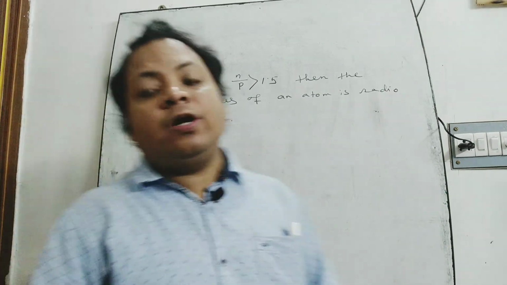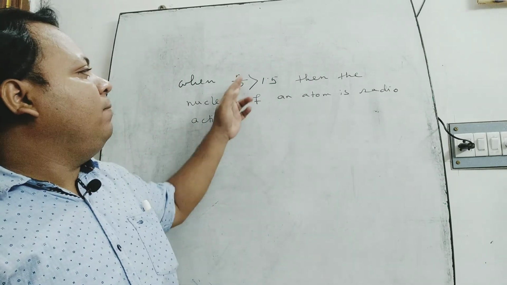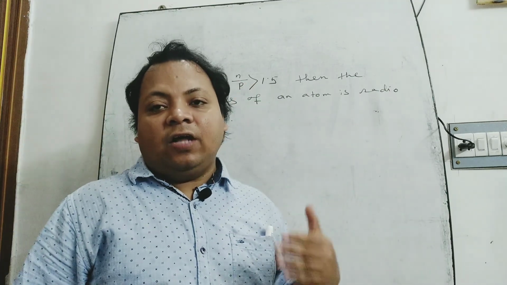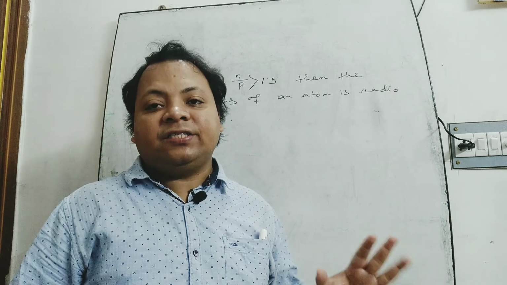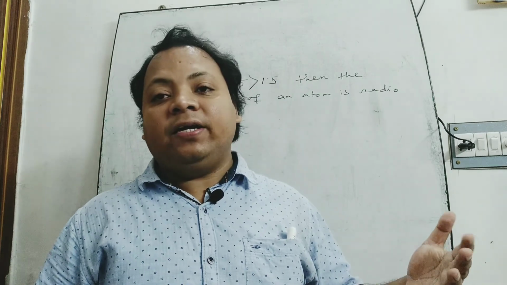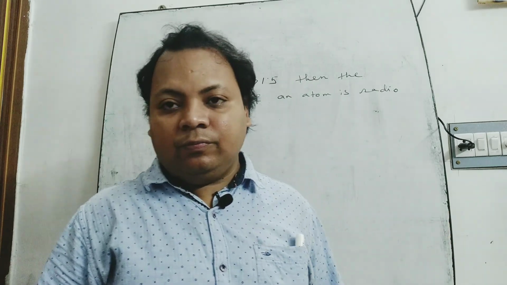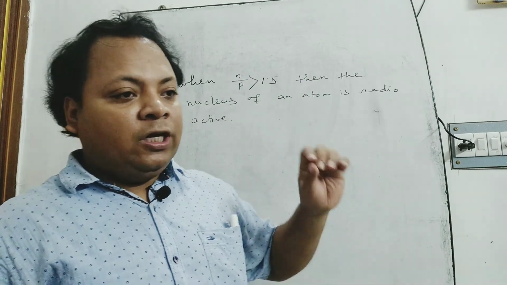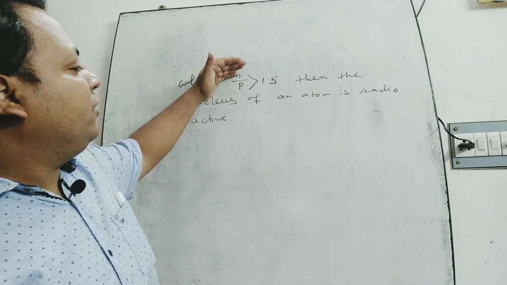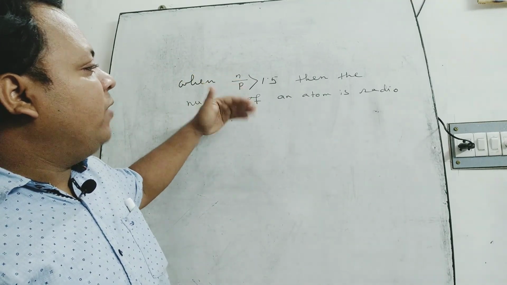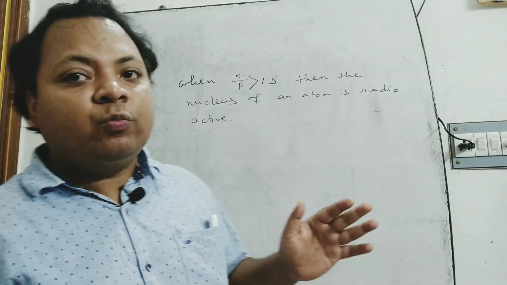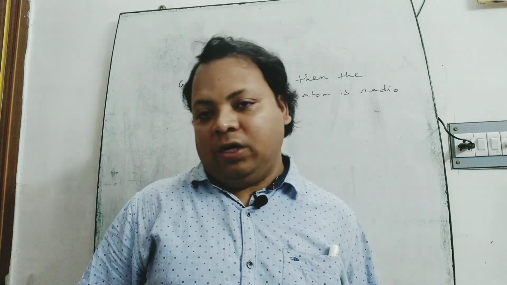When the neutron number to proton number ratio, that is the n by p ratio of a nucleus, is greater than 1.5, then the nucleus of an atom is radioactive. It spontaneously emits alpha particles, beta particles, and gamma rays. In this way, the nucleus tries to decrease the n by p ratio below 1.5. In this way, the nucleus tries to become a stable nucleus.